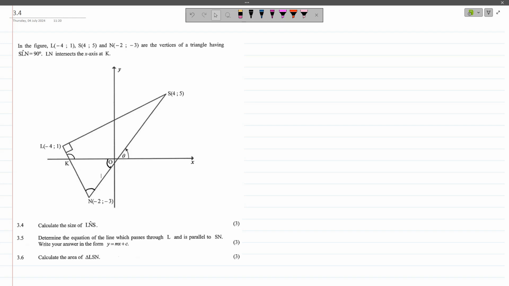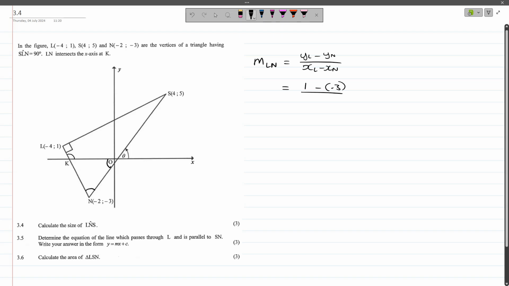Our first order of business is to calculate the gradient of LN. So the gradient of LN will be the y of L minus the y of N all over the x of L minus the x of N, like that. And that would give us y of L is 1 minus negative 3 all over the x of L would be minus 4 minus 2. The answer to this will be minus 2.